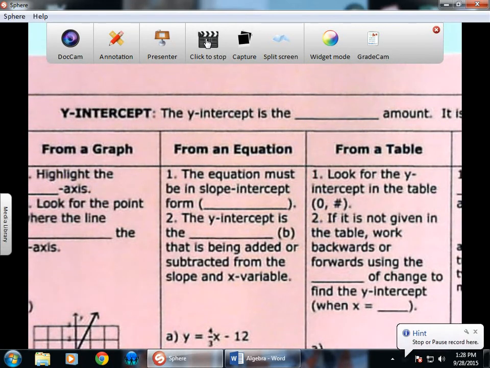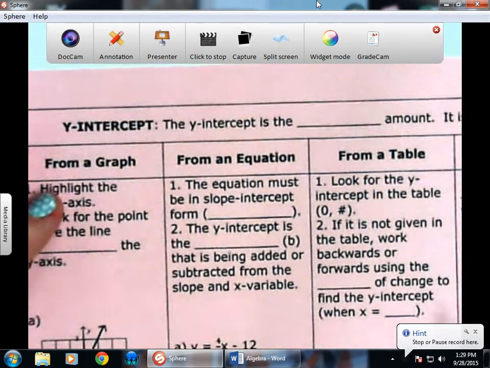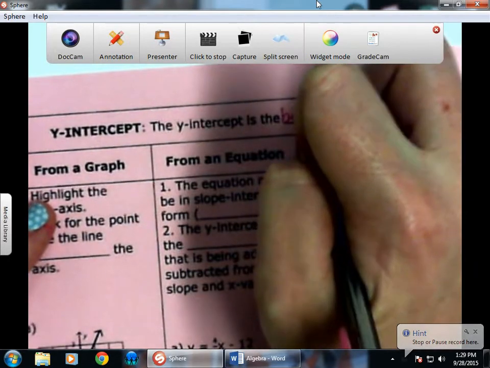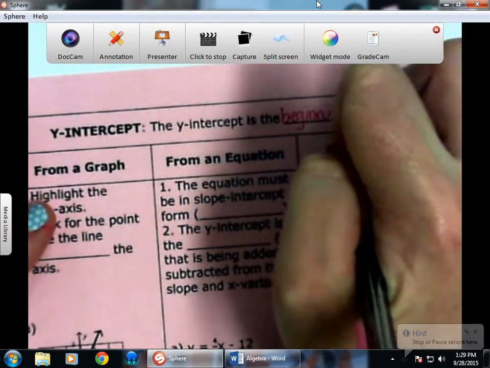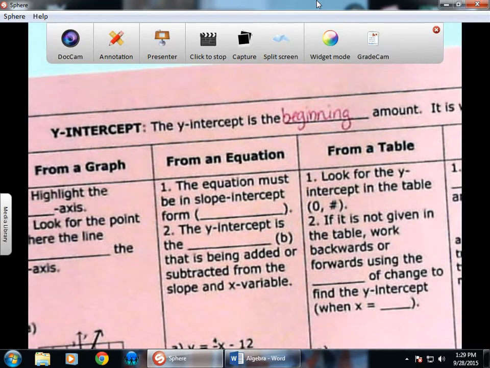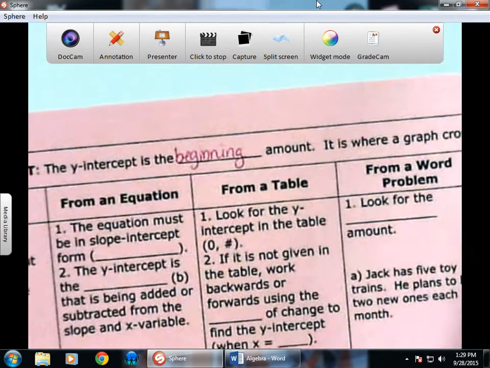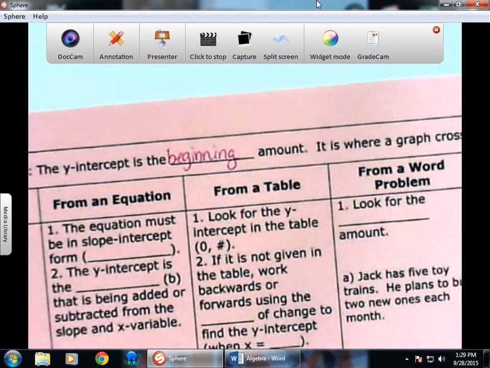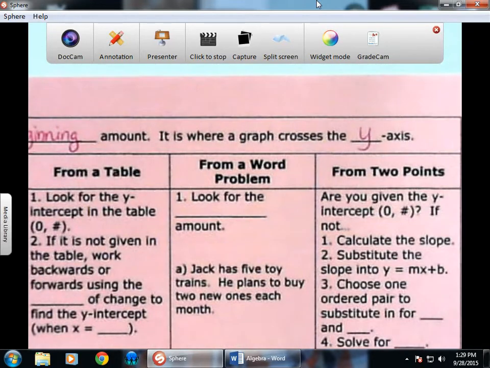Okay, this video is about the y-intercept for linear functions. This is review from what you should have learned last year. So it says the y-intercept is the beginning amount, or the starting amount, or the initial amount. It is where the graph crosses the y-axis, which is why it is called the y-intercept.